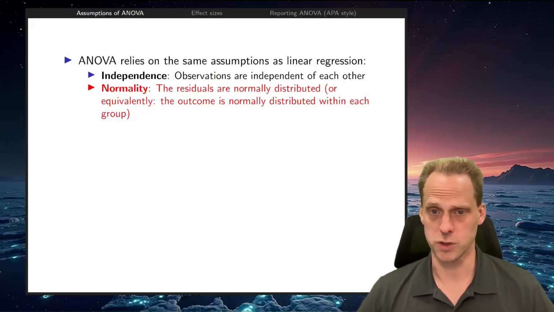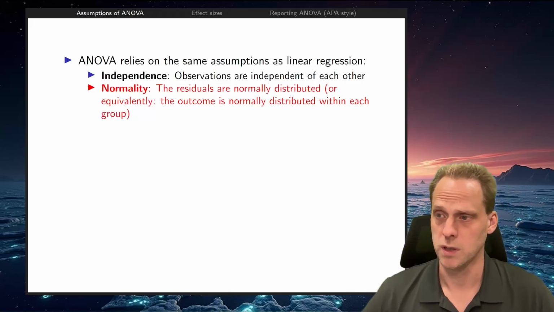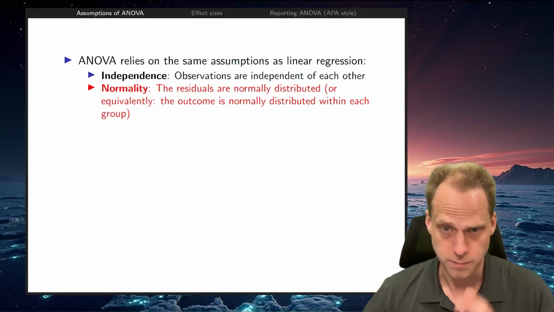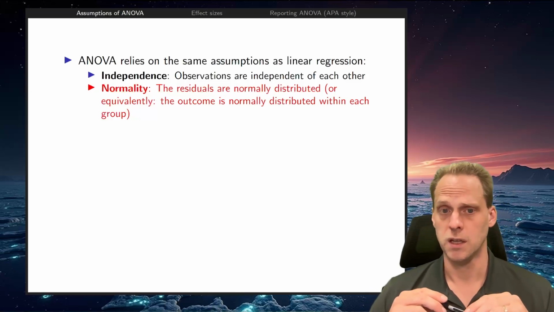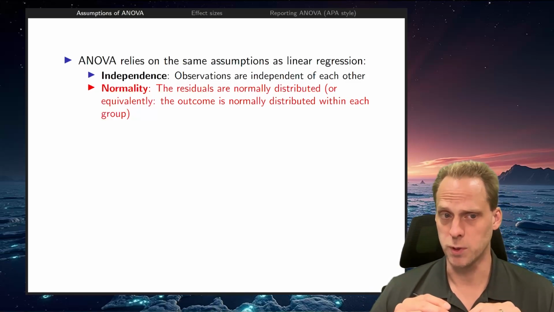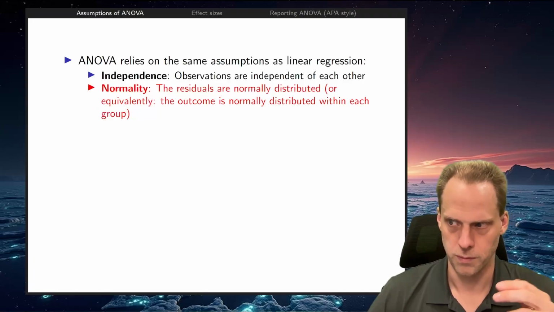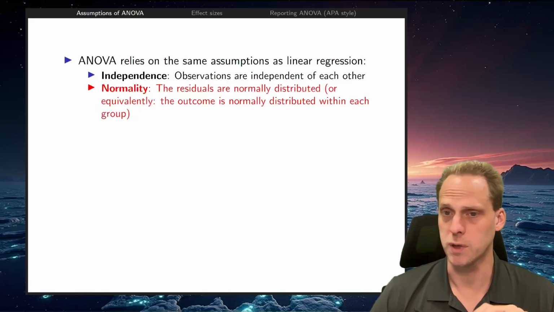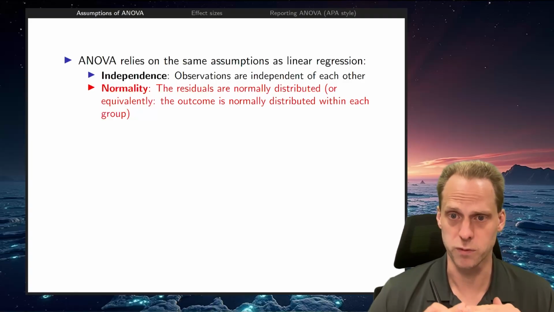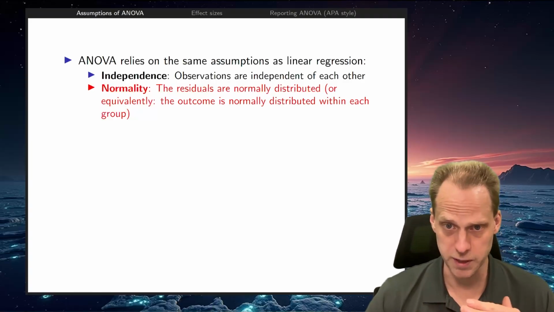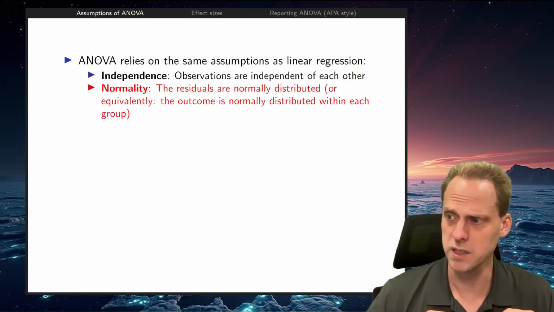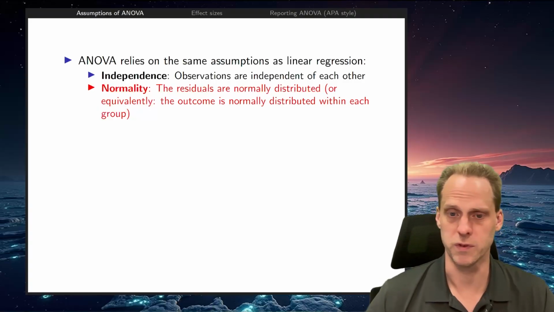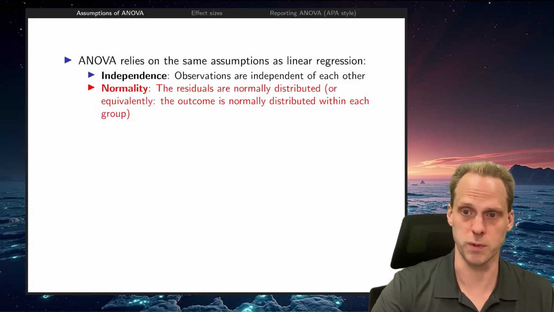Normality. The residuals are normally distributed. In the context of ANOVA, that actually means that the outcome variable is normally distributed within each group, because the ANOVA model, with the dummy variables, is basically modeling a predicted effect for a level of each group, or a mean for each group separately. That means in the test assumption we want to look at, for each group, whether the residuals or the scores are normally distributed.